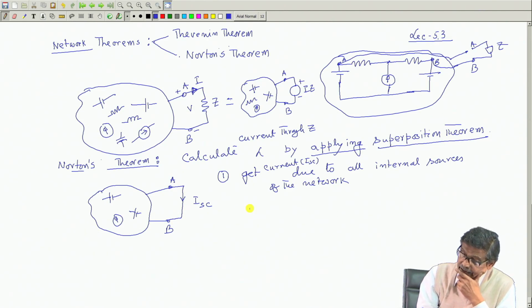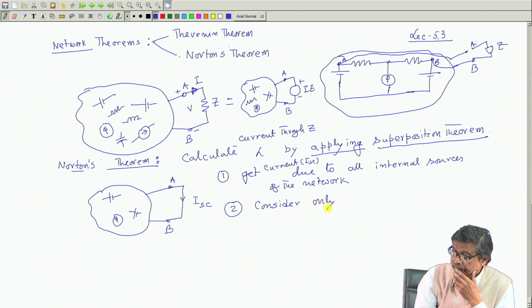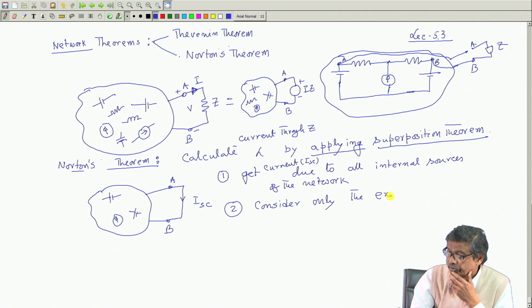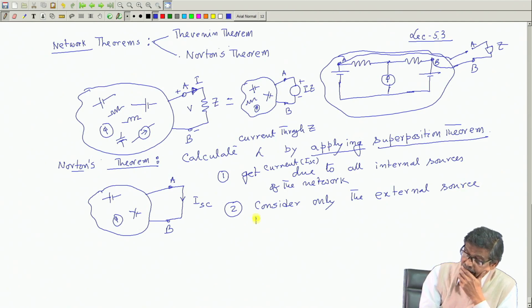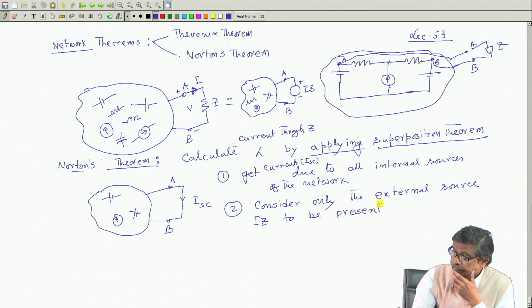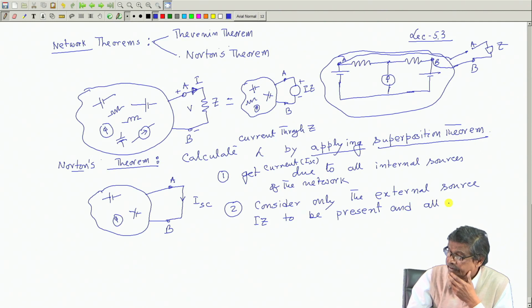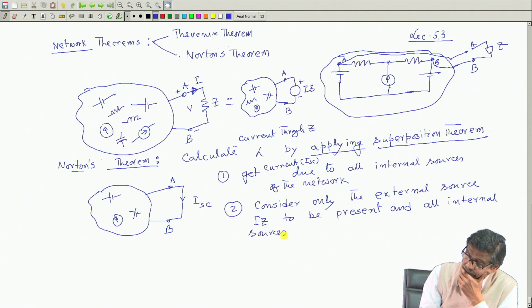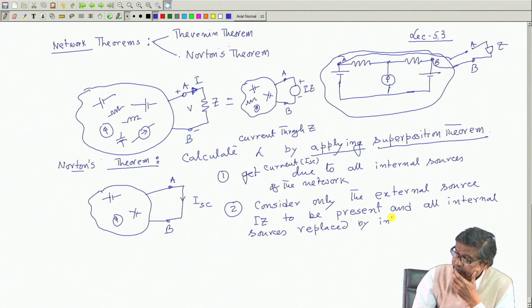Then what you do is that consider only the external source I z to be present, and all internal sources replaced by internal impedances.